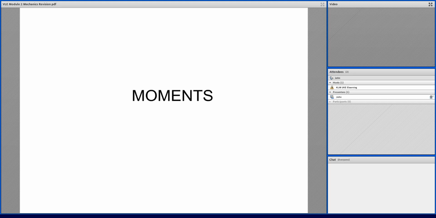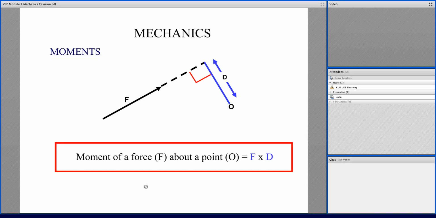First of all, a definition. What is a moment then? Okay, well, a moment is a turning force producing a turning effect. That is a brief textbook type definition. But what does this mean?